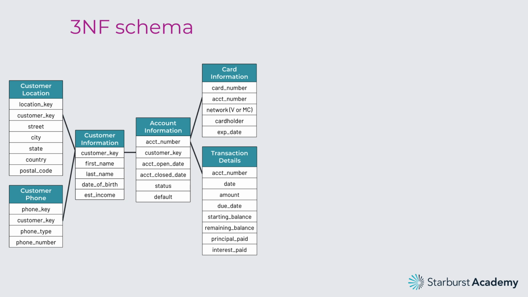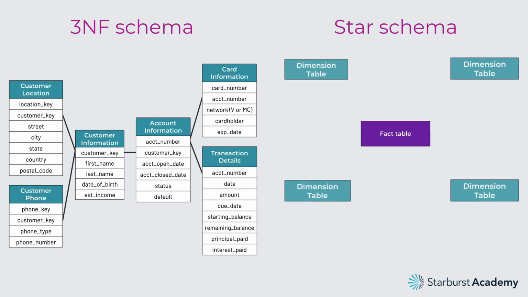Let's look at how this transformation would work. We'll take our third normal form database and turn it into an analytical database that follows a star schema. To do this, we'll aggregate some data and split other data into finer categories that data analysts might use to answer business-level questions. Remember, star schemas consist of a central fact table that is connected to denormalized dimension tables.